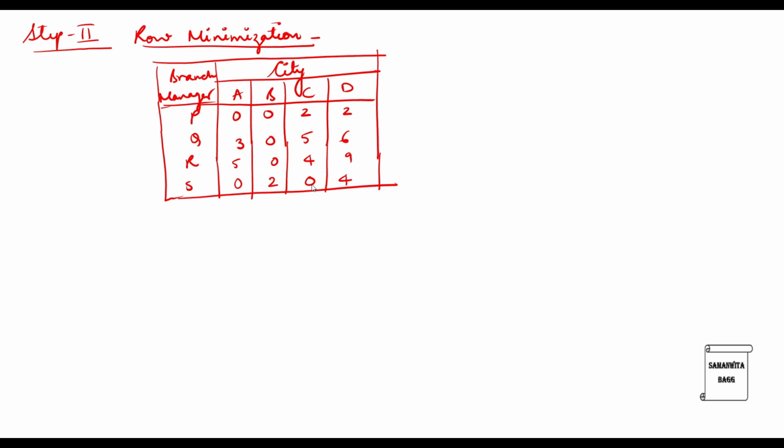You can see the first 3 columns have at least 1 zero, but the fourth column does not have at least 1 zero. So I will go for calculation of column minimum. Here these 3 will have minimum value as 0. Here the minimum is 2. So now I'll go for step 3, that is column minimization.